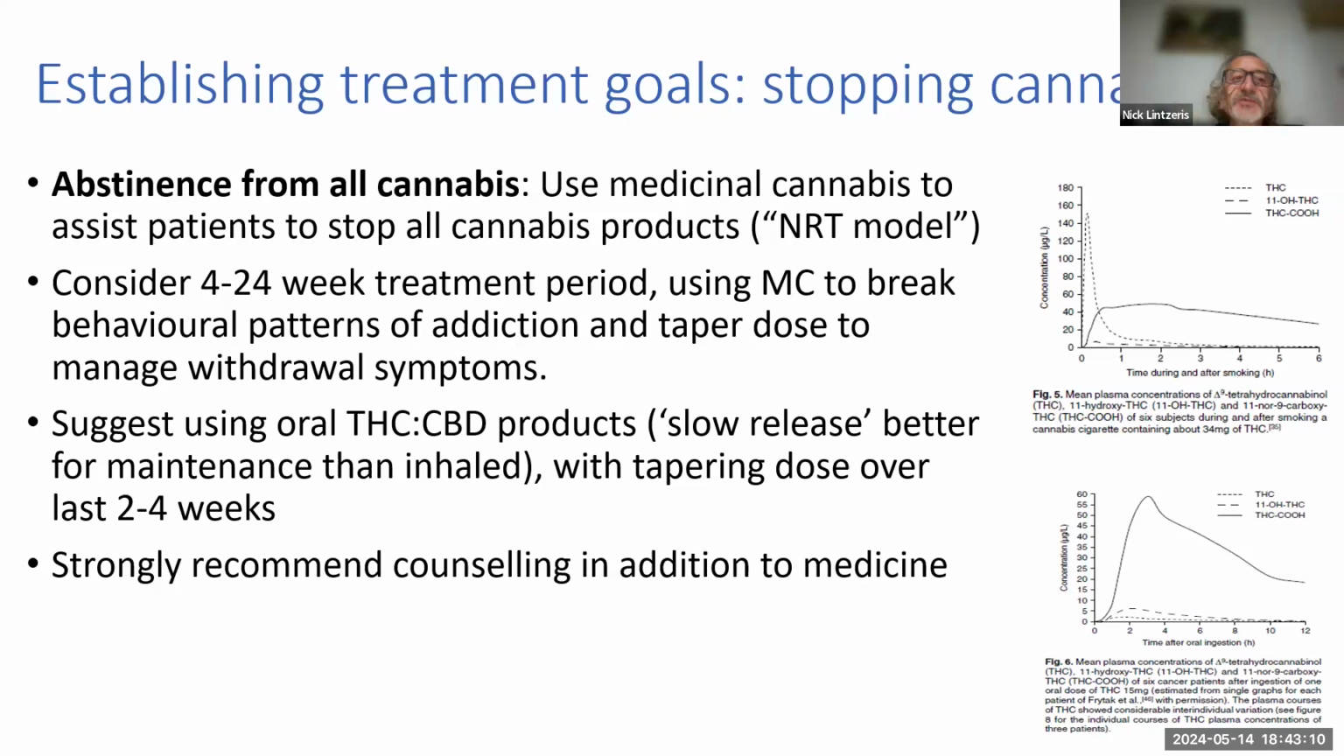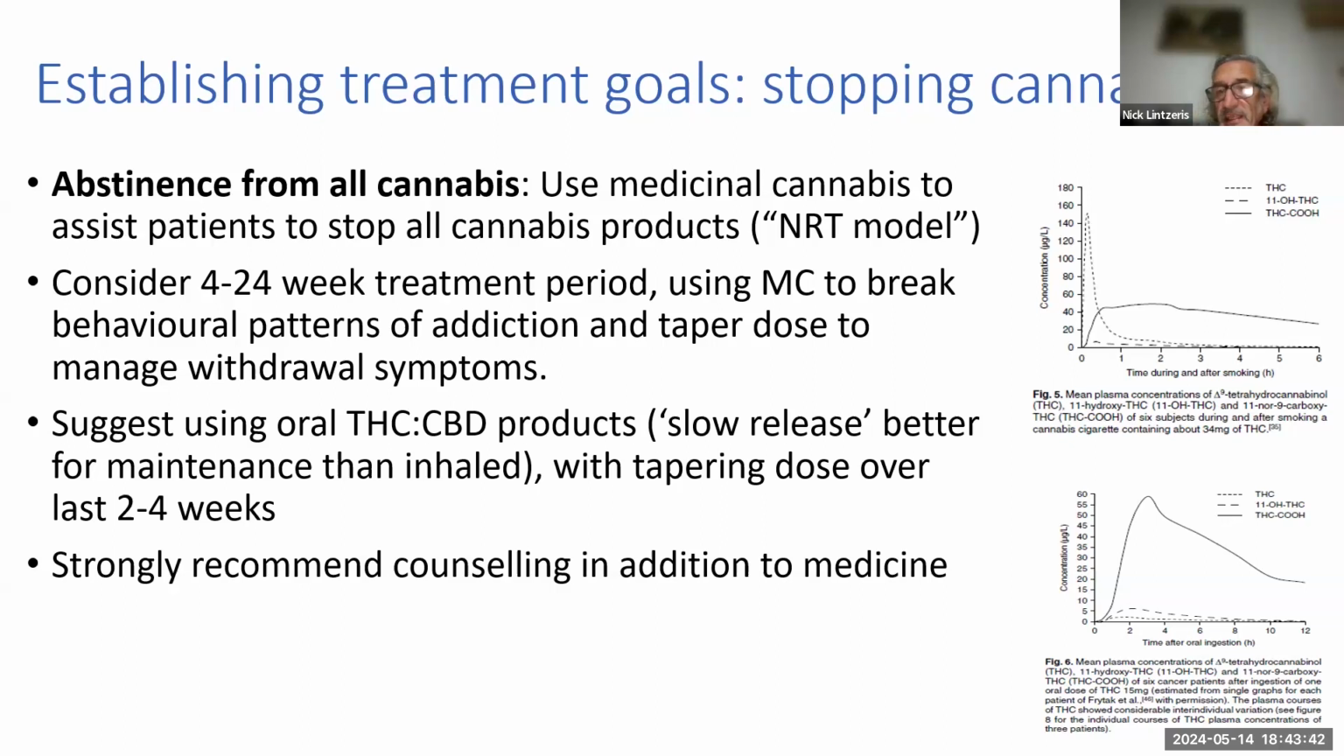The first is the idea of abstinence from all cannabis. So this is the patient that wants to stop. And I'm proposing we think of this as an NRT model, where we use the medicinal cannabis for a period of time, I'm saying 4 to 24 weeks, adjusted for each patient, taper the doses down over a period of time, and then with counselling, look at cessation. I would strongly recommend using an oral product.